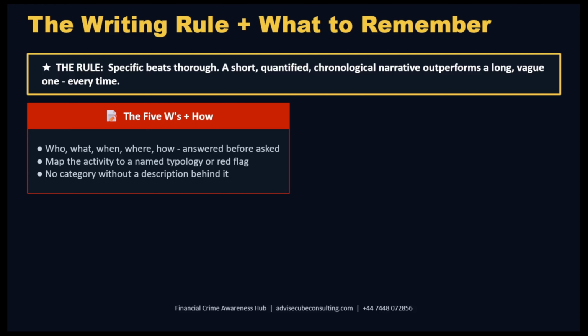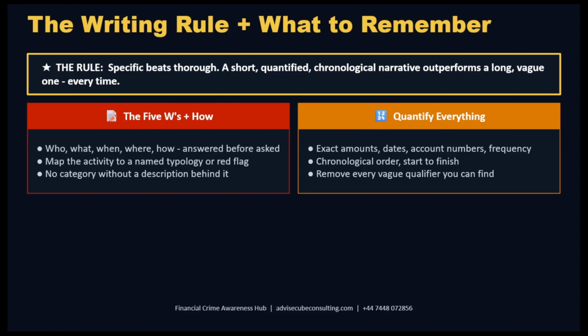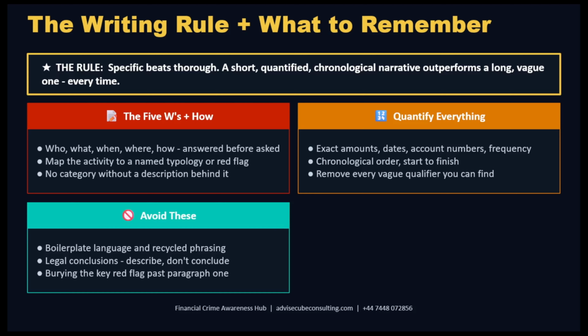Never name a category without a description behind it. Quantify everything. Exact amount, exact dates, account numbers, frequency, chronological order, start to finish. Remove every vague qualifier you can find. Avoid these things: jargon, recycled phrasing, legal conclusions, descriptions as if you are concluding. Okay, that's not your job. You are reporting only. That's their job. And never bury the key red flag past paragraph 1.